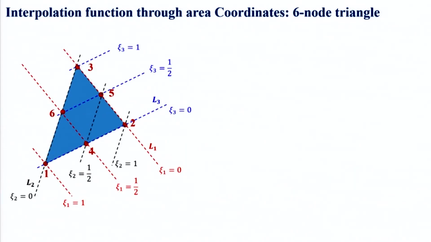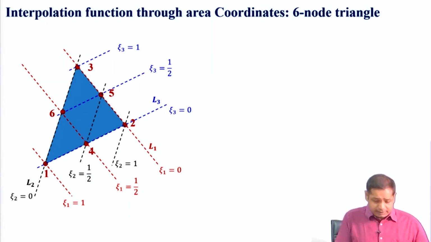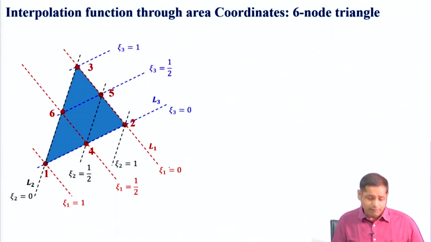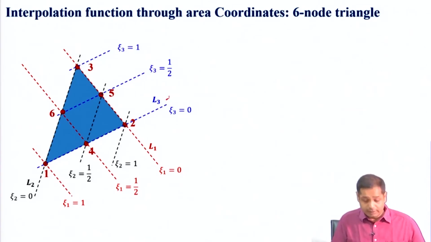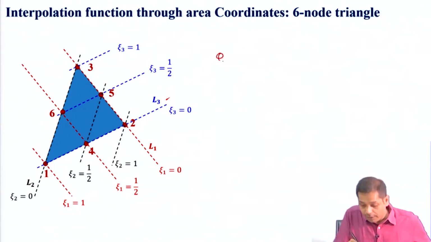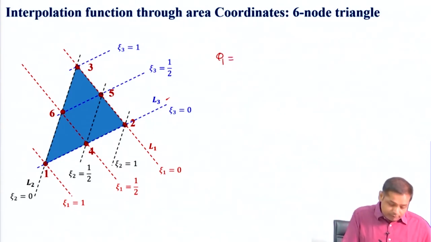Let us now write the shape function for a 6-node triangle. We already know what these mean. Blue lines are for L3, which is associated with node number 3, the red one is for L1, and the black one is for L2. Okay, so let us first write phi 1. So phi 1 means the shape function at node number 1.